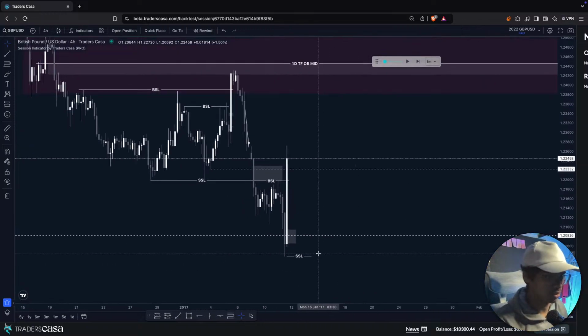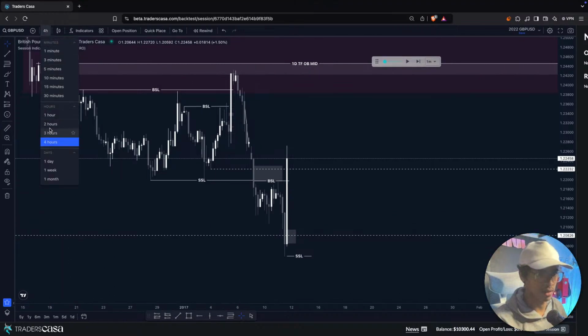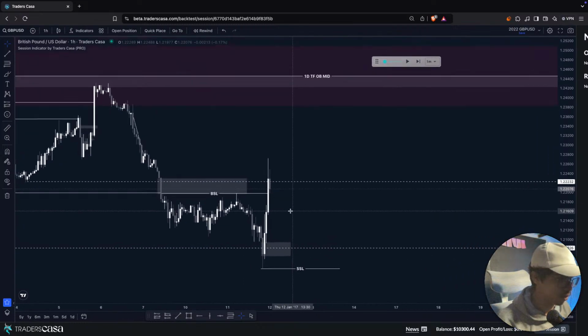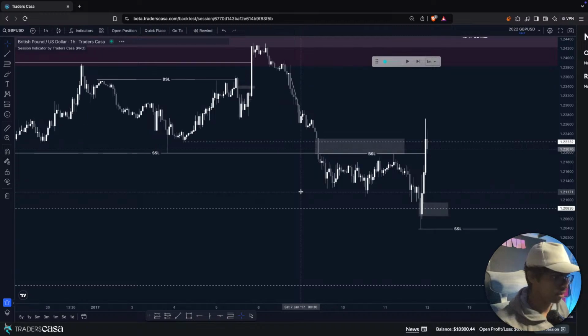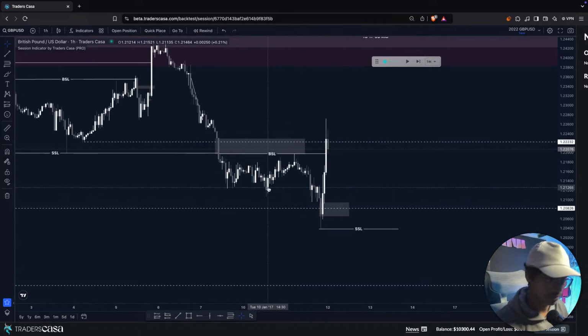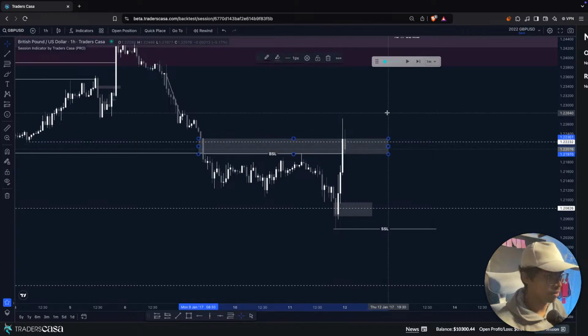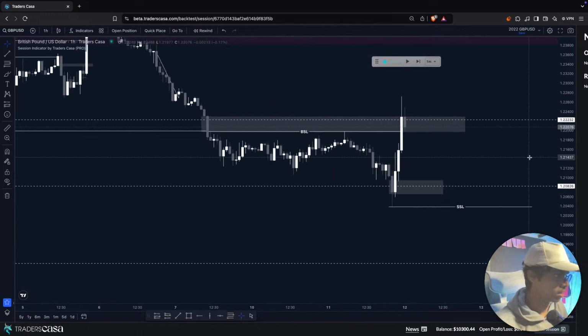I'll just trade on the London session and the New York session. So let's go from the 4-hour to the 1-hour time frame. Now we can see it has taken buy side liquidities above these points. Now it is in this 1-hour time frame fair value gap.